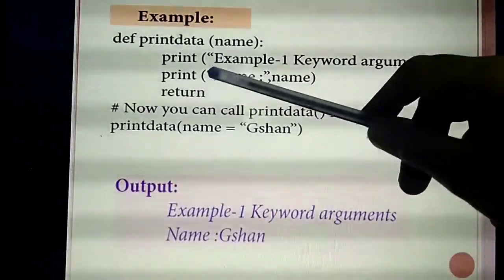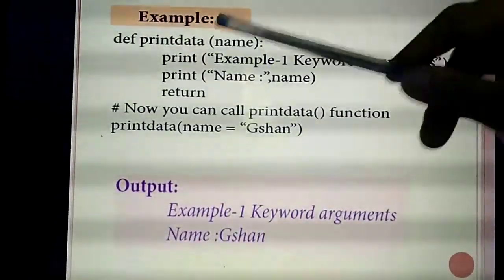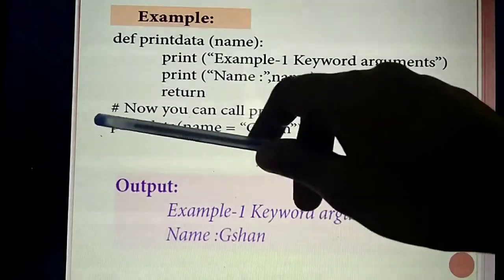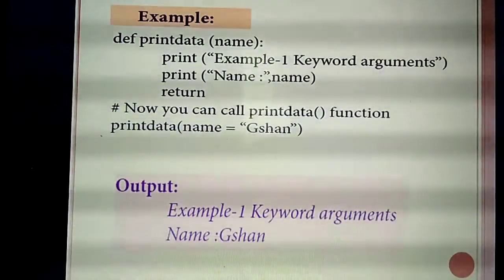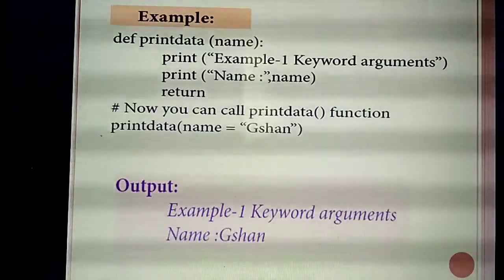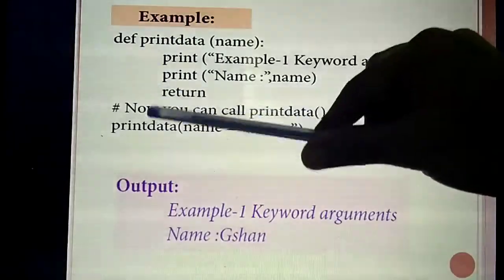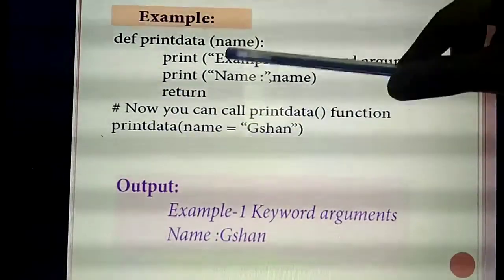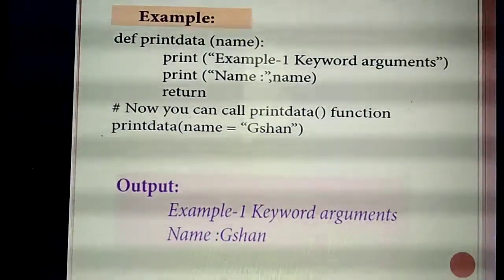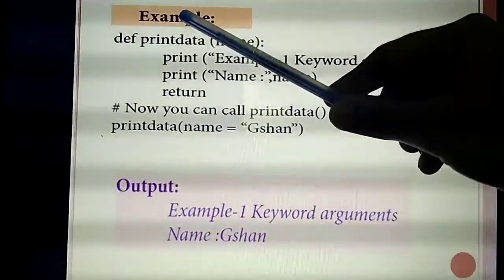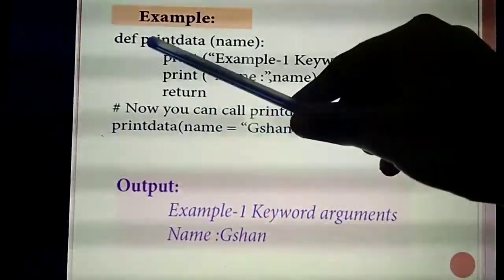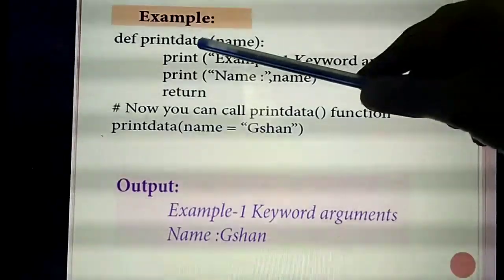Next, return. Okay, it will return the name of the function. Now, what's this one? The line that starts with a hash symbol is called a comment line. No need to study this one, it is only for your understanding. So see, listen, now you are calling the function and assigning the value to the argument. So listen, how do you need to call the function? First you need to write the function name. What's the name of the function?